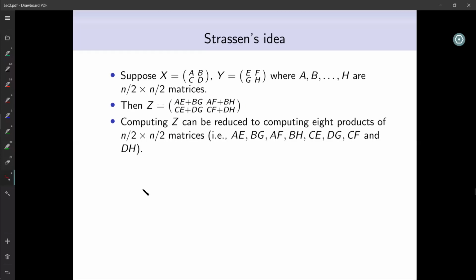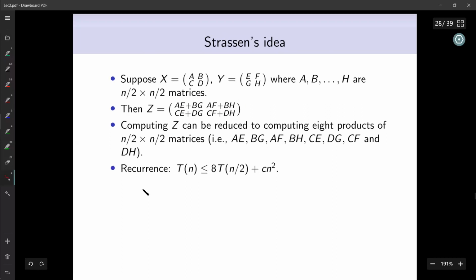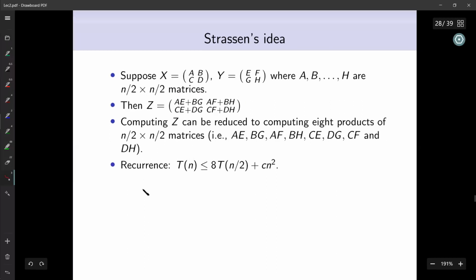So now computing Z can be reduced to computing these products, that is AE, BG, AF, BH, CE, DG, CF and DH. So how many? So 8 products of n by 2 by n by 2 matrices. So this gives us the recurrence. Suppose Tn is the number of operations, when I say operations, additions and multiplications, for computing the product of 2 n by n matrices. Then Tn is bounded by 8 times T of n by 2 plus this.